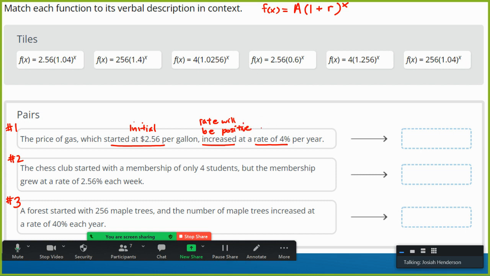And then the rate itself, R, is 4%. Now, how do I write 4% as a decimal? Remember, the percent number is over 100. So if I need to write 4 as a decimal, you can put it over 100. That's a fraction. Then do the division, and what do you get in your calculator? 4 divided by 100. 0.04, like this.